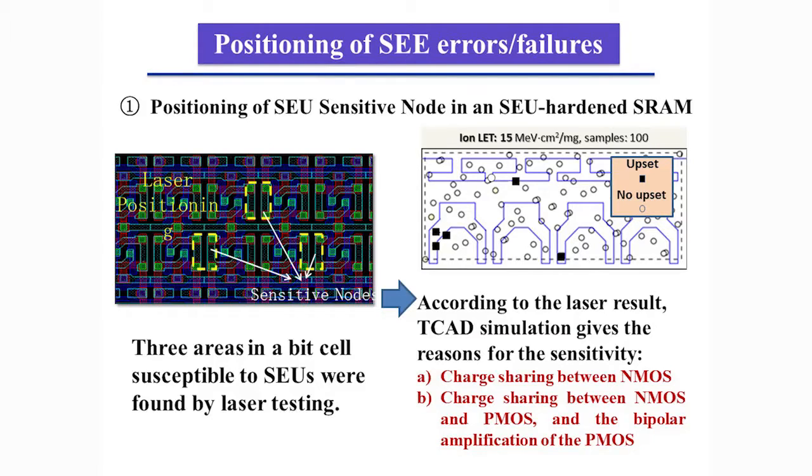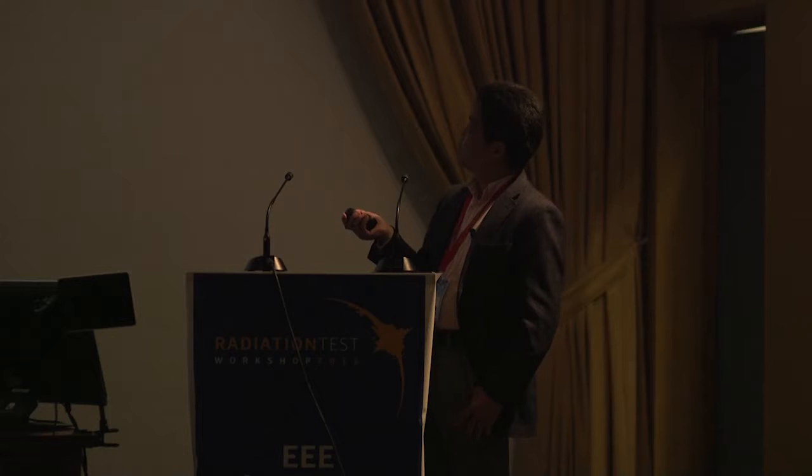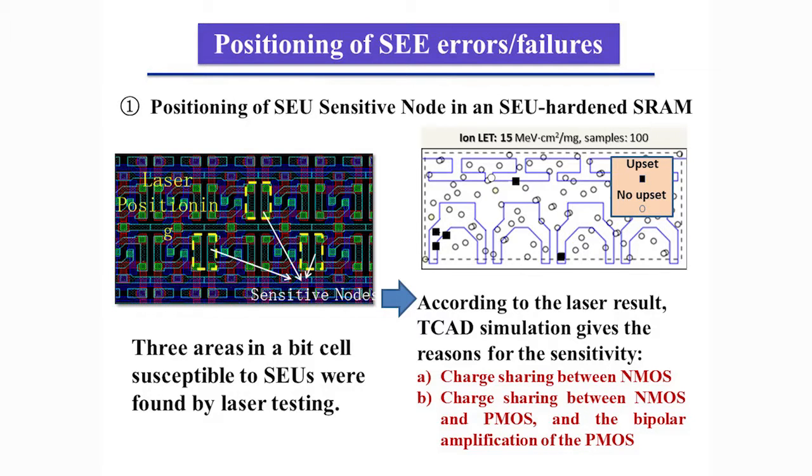Here is the laser result. Three areas in a bit cell were found to be sensitive to SEU by the laser test. Also, we do the simulation here. According to the laser result, TCAD simulation gave the reason for the sensitivity. One is the charge sharing between the NMOS, and the other is the charge sharing between the NMOS and the PMOS. Also, we find the bipolar amplification of the PMOS. So we can use the laser and the simulation to find the reason.